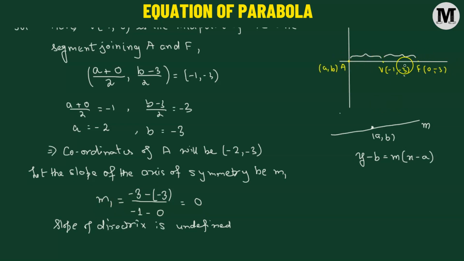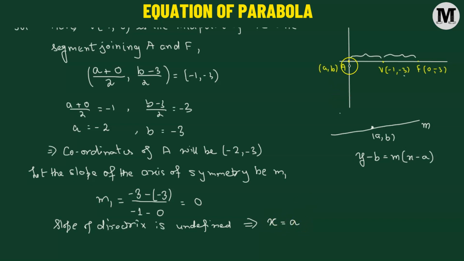If it is parallel to the x-axis, automatically the directrix line is going to be parallel to the y-axis, and any line parallel to the y-axis has an undefined slope. If it is having an undefined slope, then we can immediately define the equation of that particular line. So the equation of that particular line is going to be defined by x equals a.